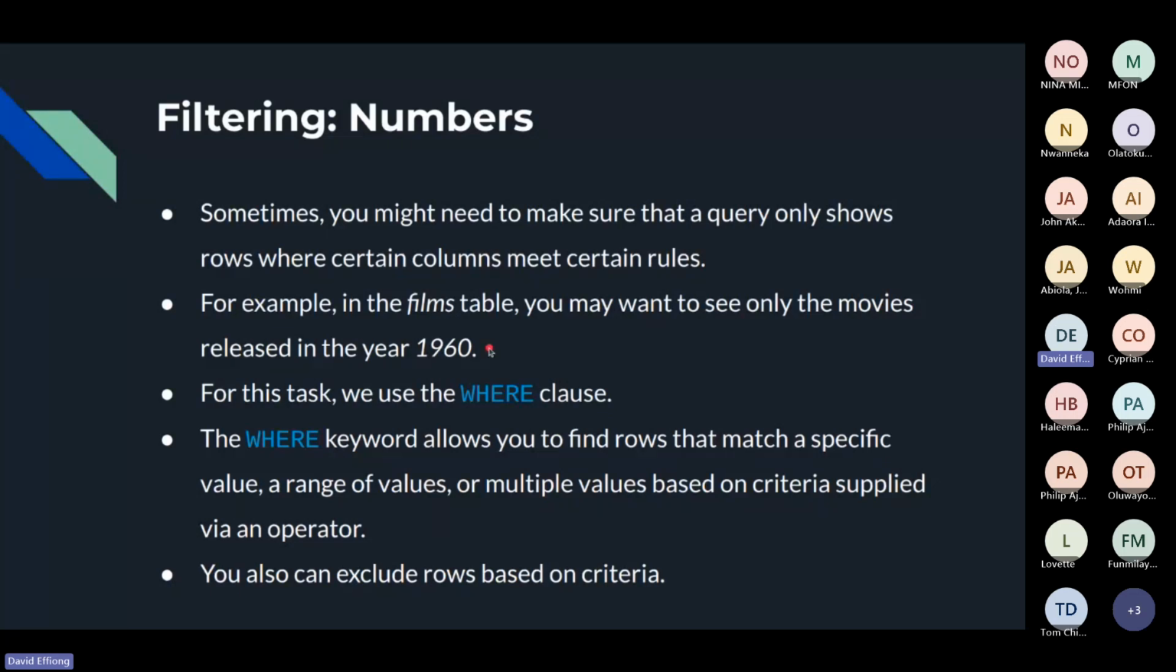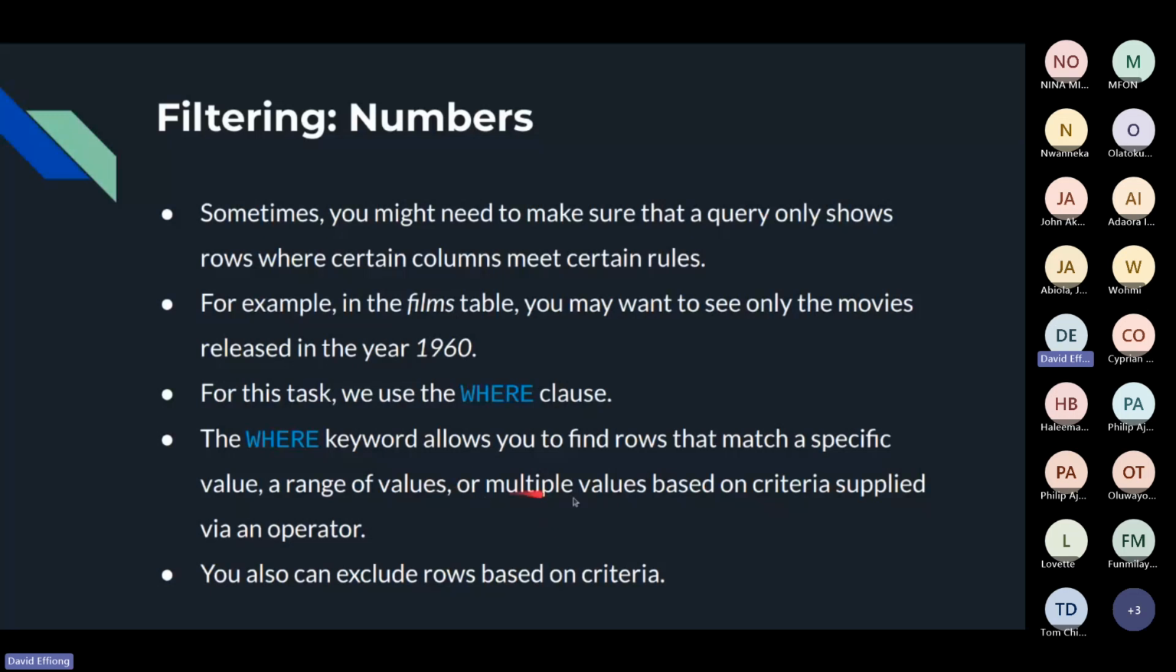To do this, there's another keyword known as WHERE. This is what you use to filter. The WHERE keyword allows you to find rows that match a specific value. Let's say you want to find movies that came out in 1960. That's only what you want to find, so that is matching a specific value. You can also search rows that match a range of values. By a range of values, I mean maybe you want to find the movies that came out between 1960 and 1970. Then your SQL is just going to give you all the movies that came out between 1960 and 1970, whether it came out in 1961 or 1969.